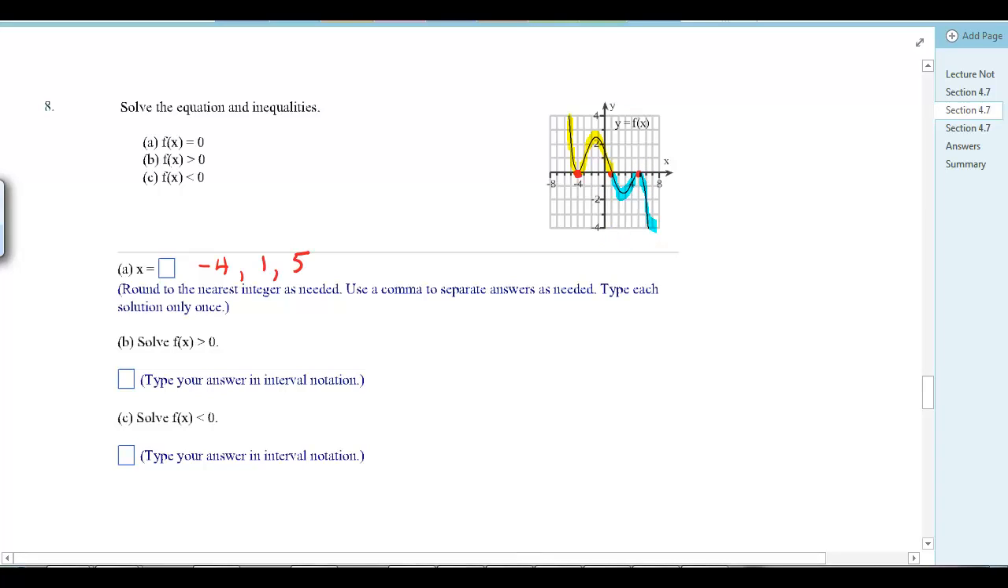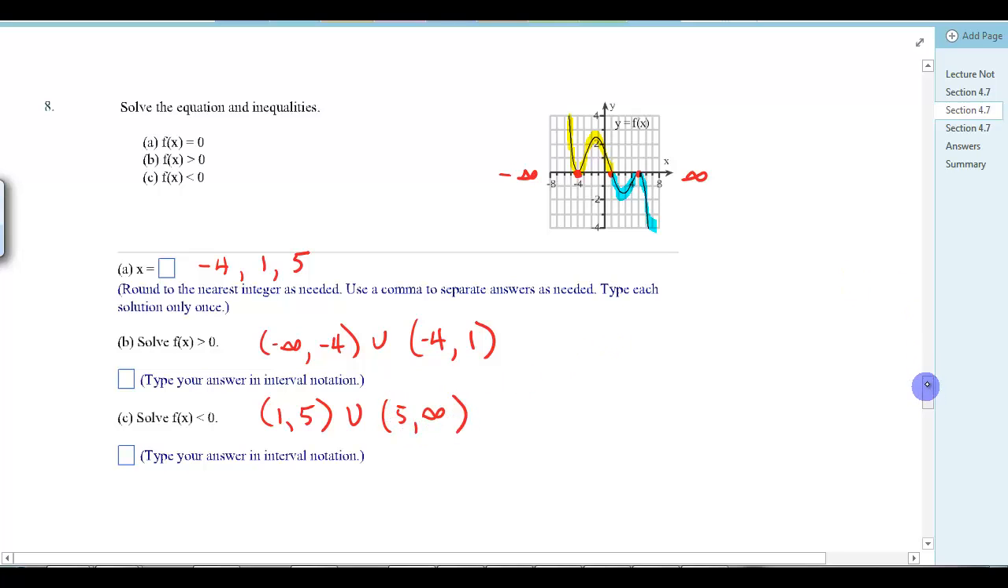All right, let's see if we can name those intervals. We've got negative infinity here and positive infinity here. So above, we've got negative infinity up to negative 4, and from negative 4 to 1. All right. And where is it less than? That's from 1 to 5, and from 5 to infinity. Okay.